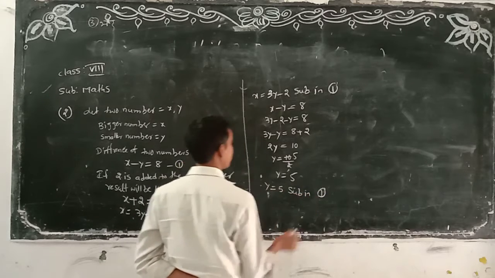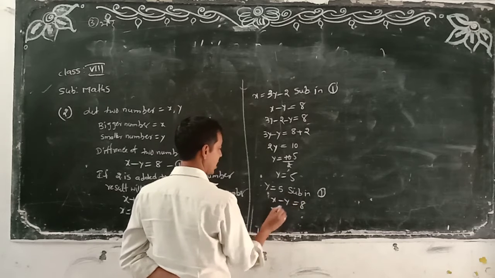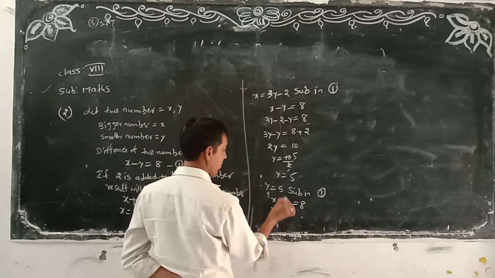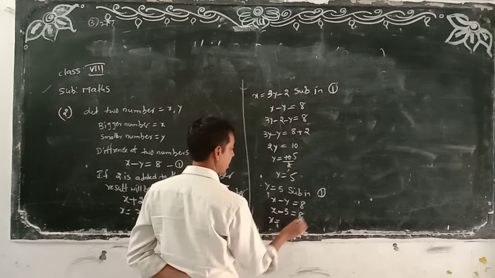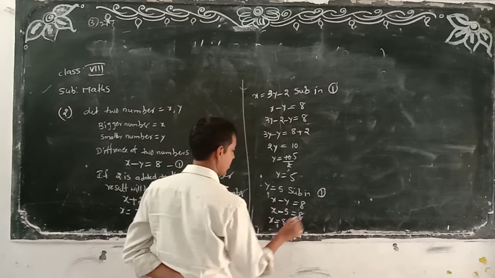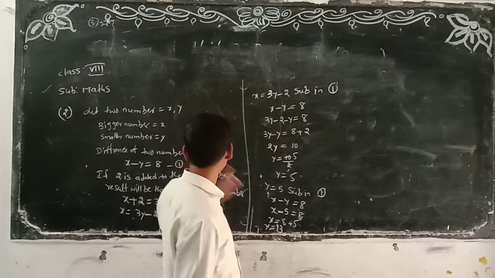Substitute in the first. What is the first one? X minus y is equal to 8. Write down the x, minus, y means 5, is equal to 8. X is equal to, sending this 5, 8 plus 5. X is equal to 13. So the x value is 13 and the y value is 5.